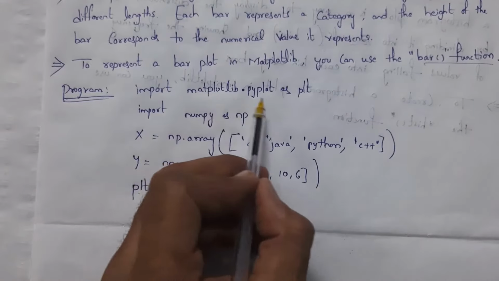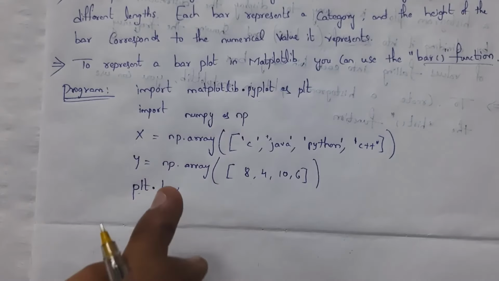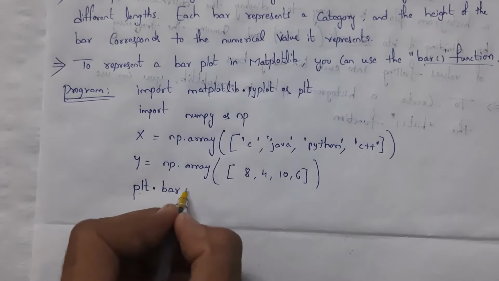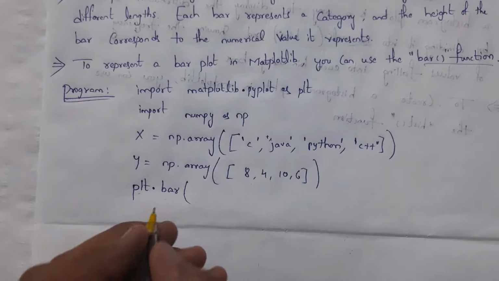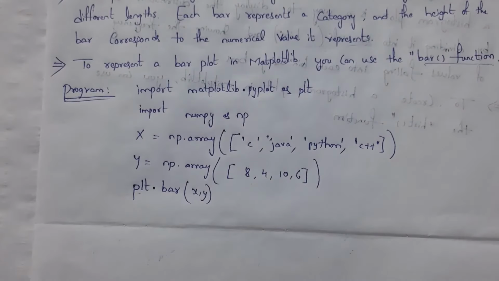Next, write the module name. There is no need of writing the complete name. You can use the alias name, that is plt.bar. By using this bar function, we can draw a bar plot. So open bracket and write x comma y. Whenever you run these 3 lines of code, it will create a bar plot.